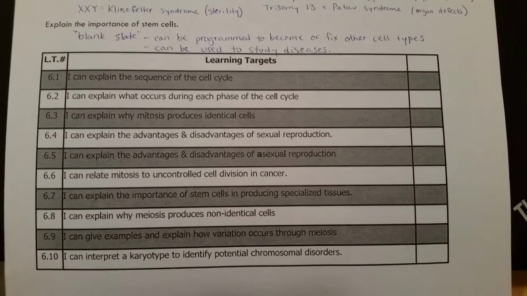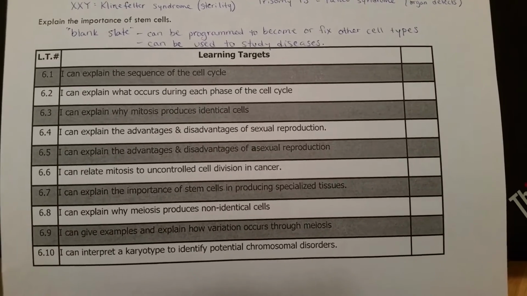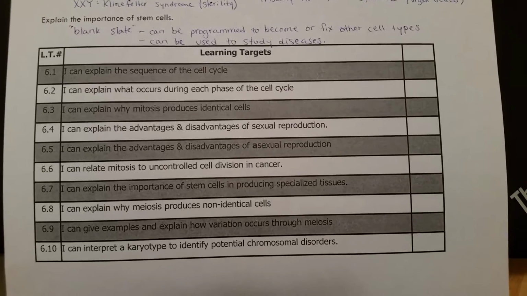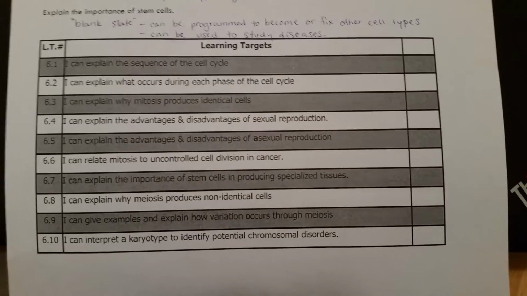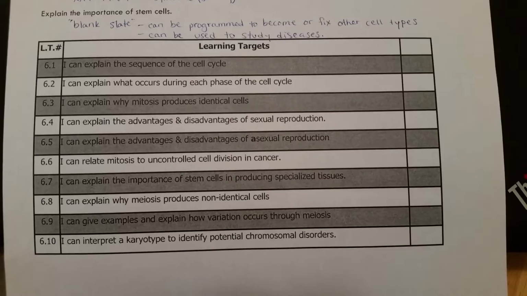Learning targets on this unit: explaining the sequence of the cell cycle. That's that little circle diagram, the M, G1, S, G2 phases. I can explain what occurs during each phase. We just went over that.